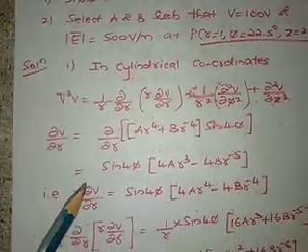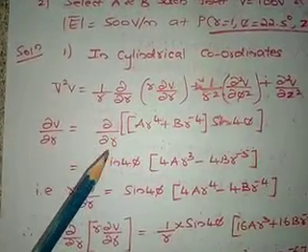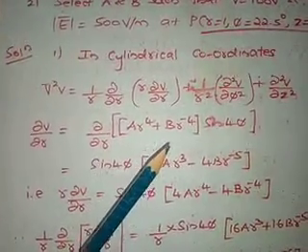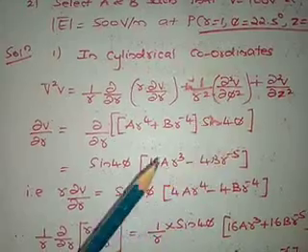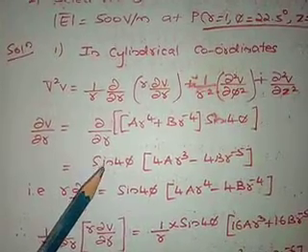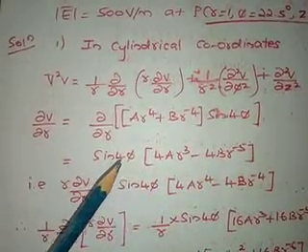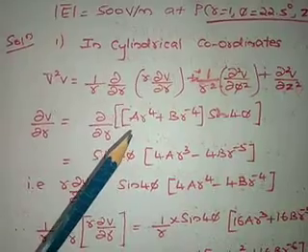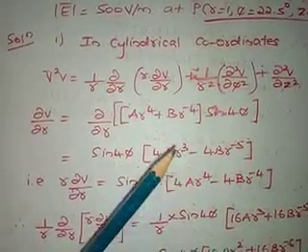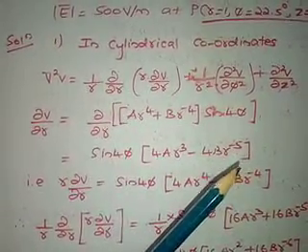So dou V by dou R is equal to dou by dou R of AR raised to 4 plus BR raised to minus 4 into sine 4 phi. Differentiate this with respect to R. Sine 4 phi is constant, take it out. So AR raised to 4 differentiation is 4 AR cube. Similarly minus 4 BR raised to minus 5.